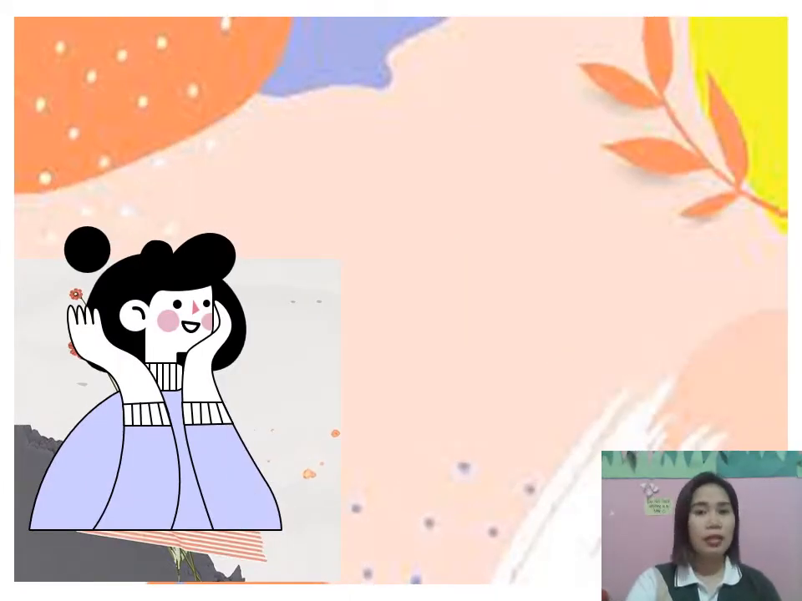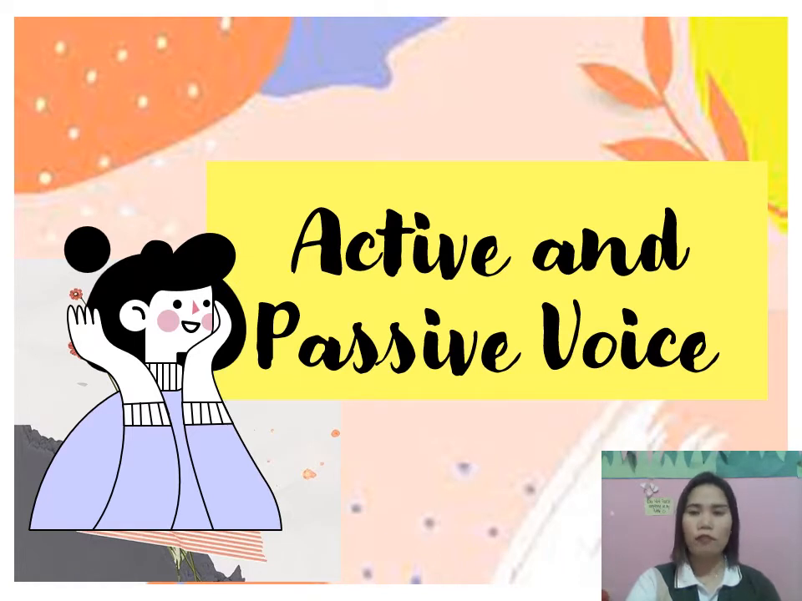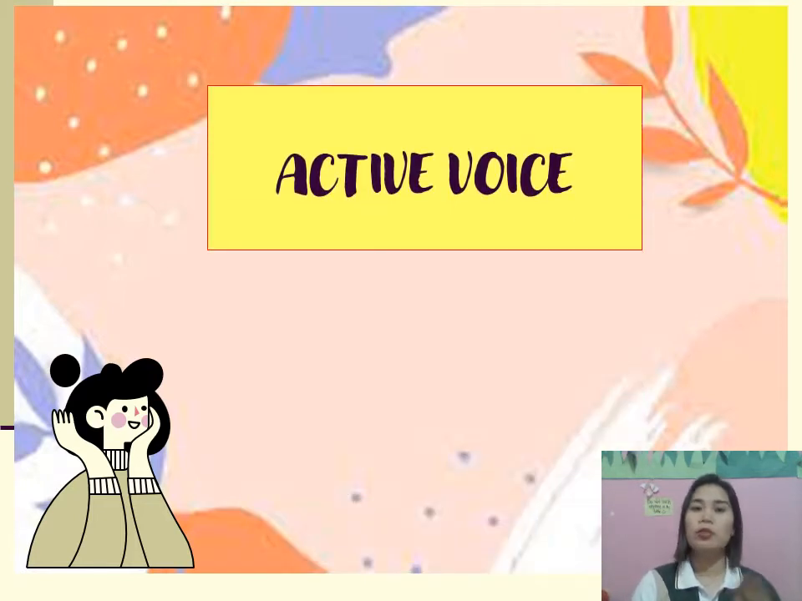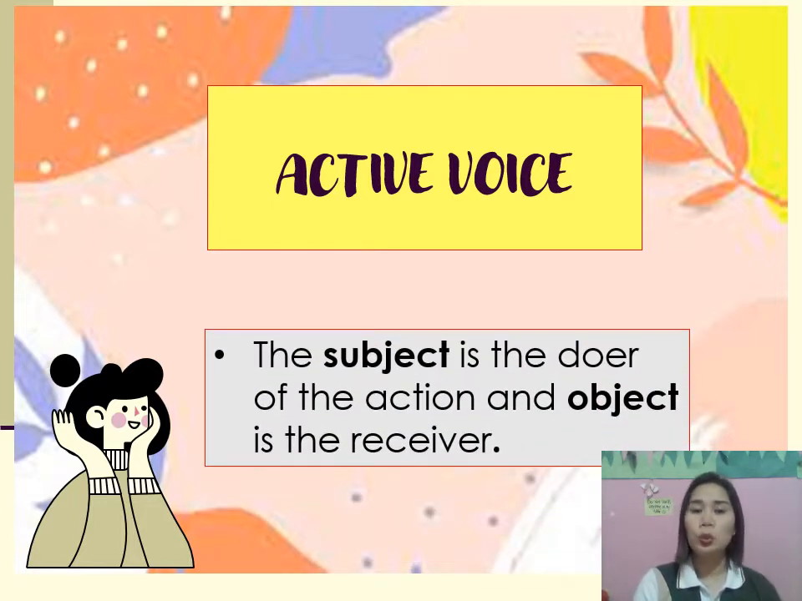The two sentences that I have discussed are in active and passive voice. So today, we're going to talk about active and passive voice. First, we have the active voice. All right, so this is the voice that we use most of the time. Okay, so the subject is the doer of the action and the object is the receiver. So in active voice, it means that the sentence has a subject that acts upon its verb.